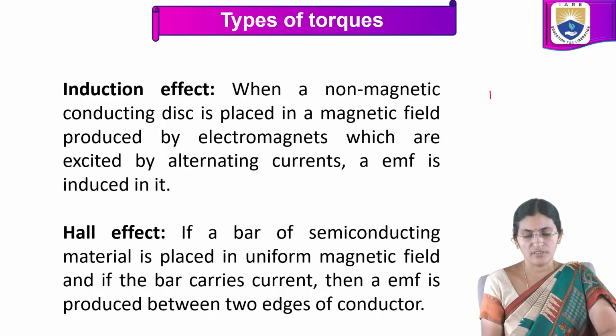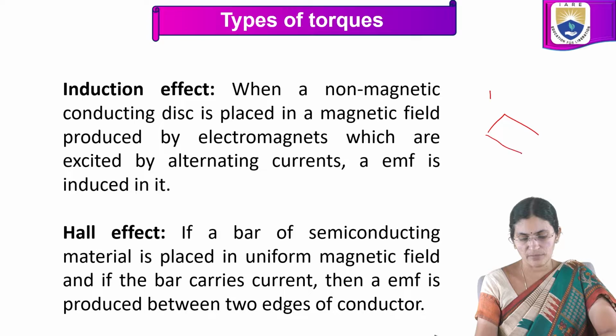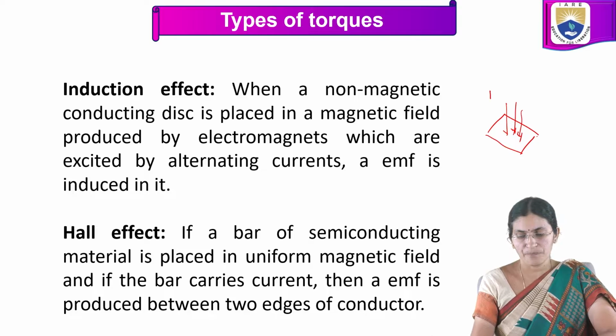Next is Hall effect. In this we have seen that if a bar of semiconducting material is placed in a magnetic field, suppose these are the magnetic field lines, and it carries current, then there is a voltage induced at the two edges of the conductor.